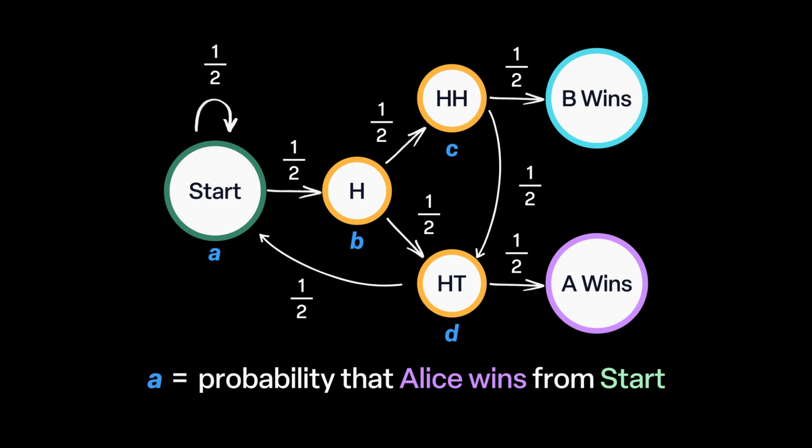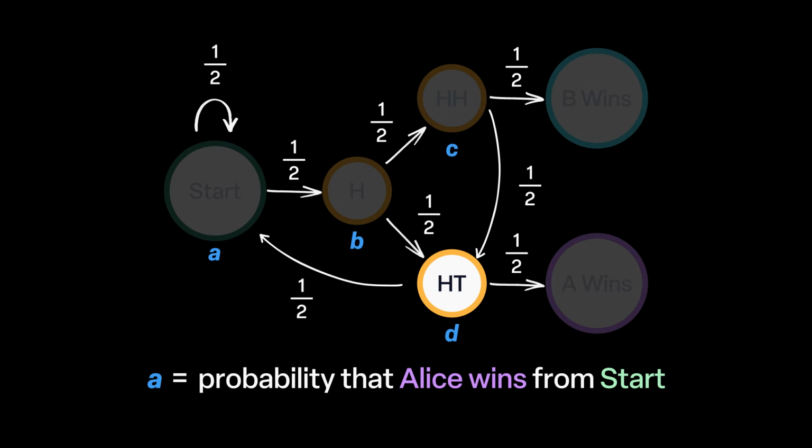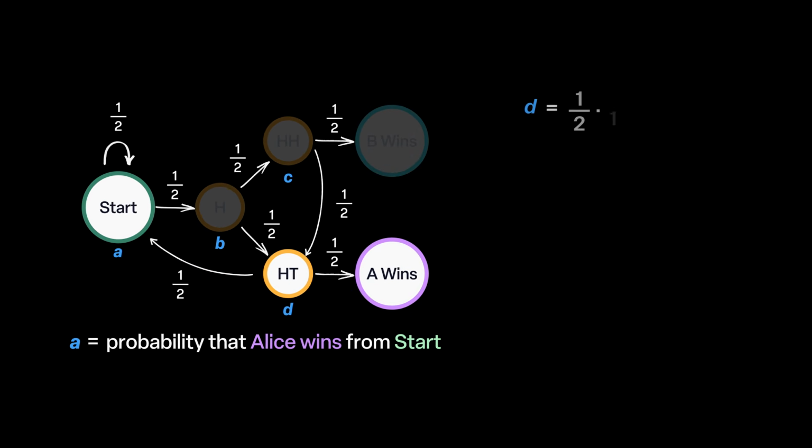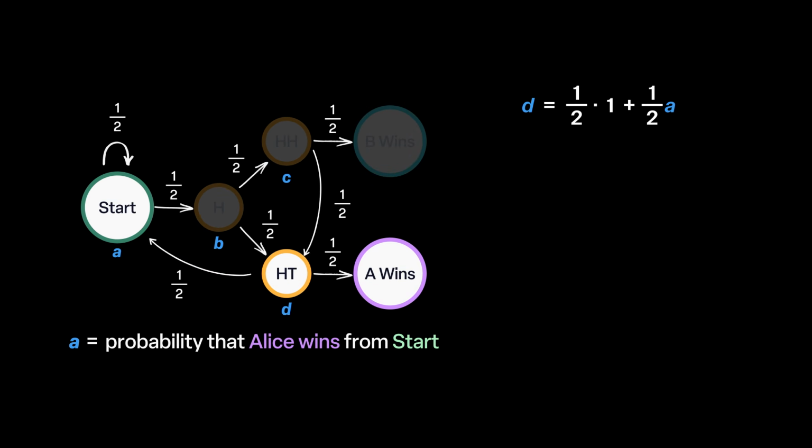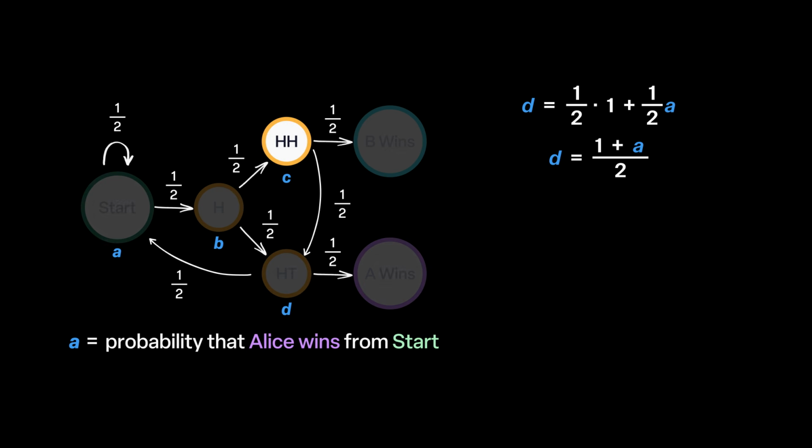Where shall we begin? Different choices work. I'll choose to express every variable in terms of A. For that idea, it's best to start with D. Look at state HT. From there, we'll go either to the state A wins or the start state. So we get this equation for D. The right side simplifies. Next, look at state HH. From there, we'll either go to the state B wins or the state HT.